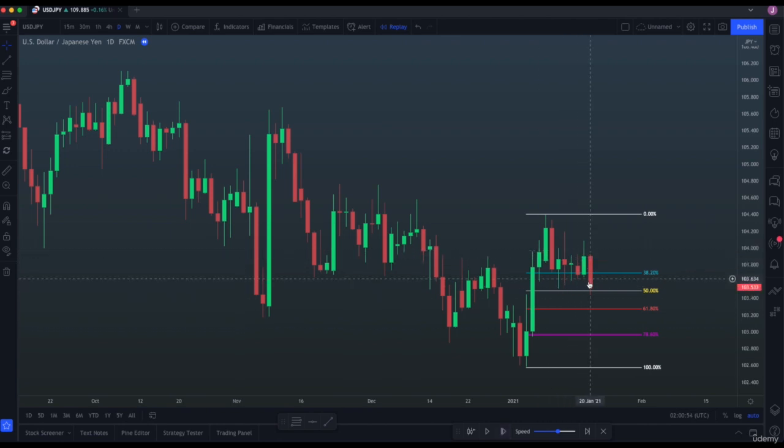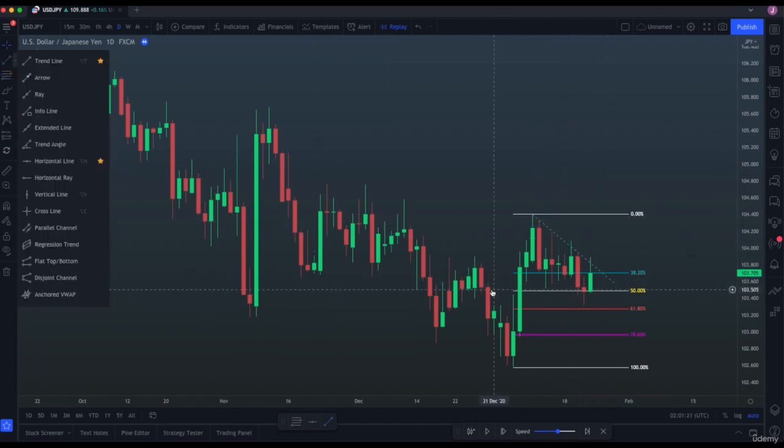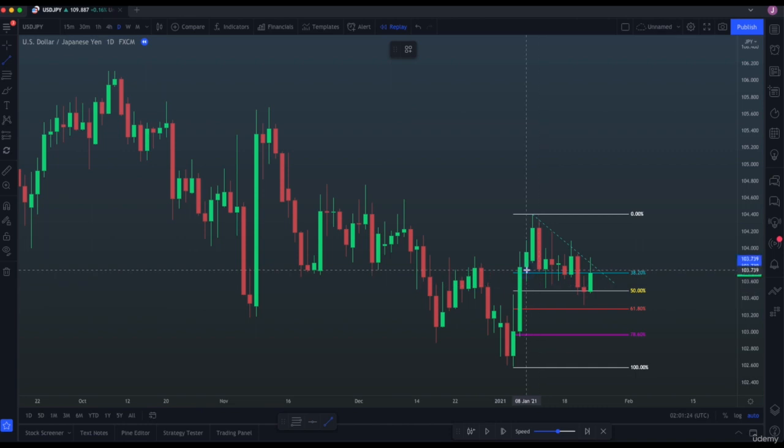Okay, so price moved down, testing this 50%. So basically 38.2% did not hold. We are currently testing 50%. Okay. Now, price is currently trying to move away from 50%. And as you can see, we are also forming a continuation pattern, right? Bull flag, pole, and then flag.